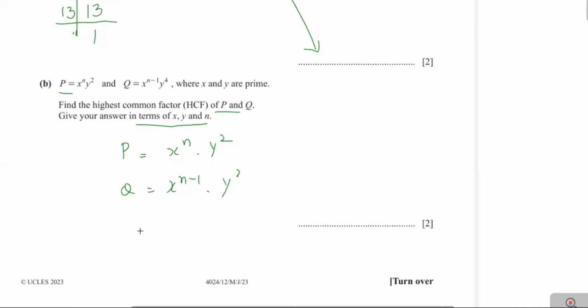Now, the highest common factor between these two values will be found by taking the factor having the smallest power. You see here, for x, the smallest power is x to the power n minus 1, and for y, we have y to the power 4 and y to the power 2. The smallest power of y is y squared. We write this here because we have to take the common factor between p and q. Taking common, we write the smallest index value. This is the answer.